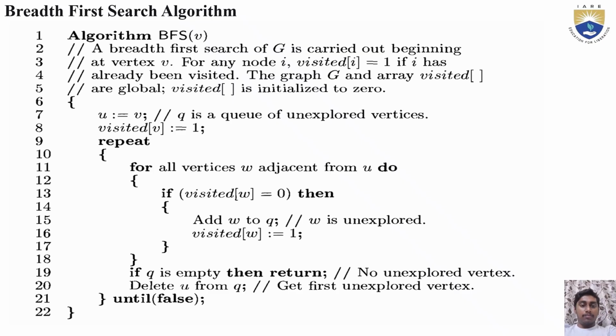Here is the breadth-first algorithm. A breadth-first search of G is carried out beginning at vertex V. For any node I, listed[I] equals 1 if I has already been listed. The graph G and array listed are global. Listed is initialized to 0.